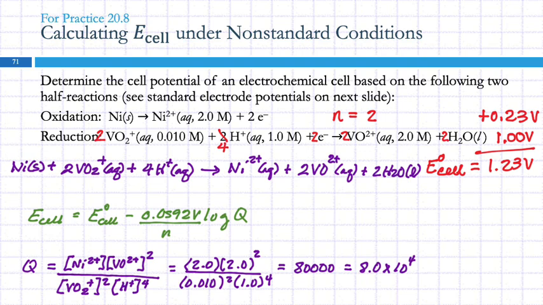Now we have everything we need to plug into the equation. I'm going to put in E, the standard cell potential, 1.23 volts, minus 0.0592 volts, divided by N. N is 2, because 2 moles of electrons are being transferred. Base 10 log of 8.0 times 10 to the 4.